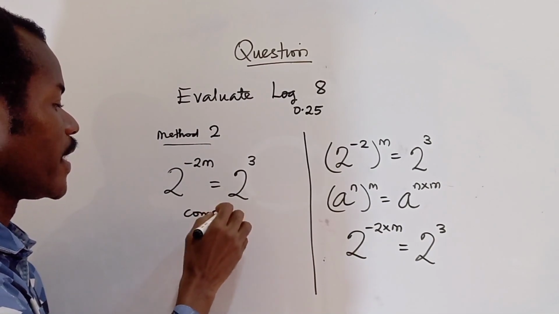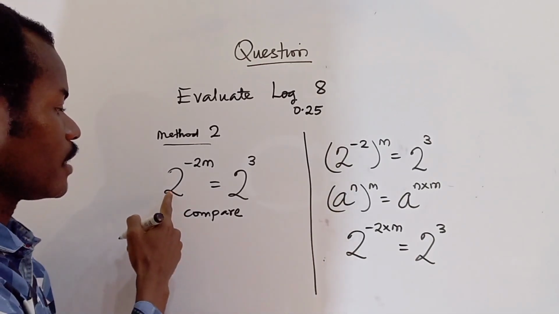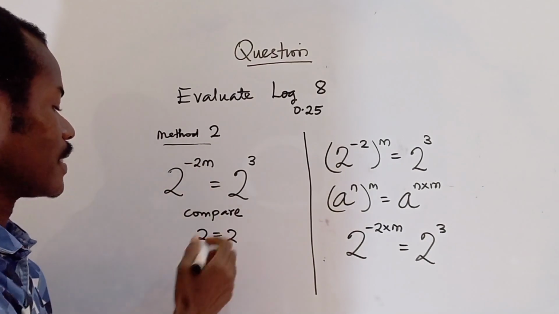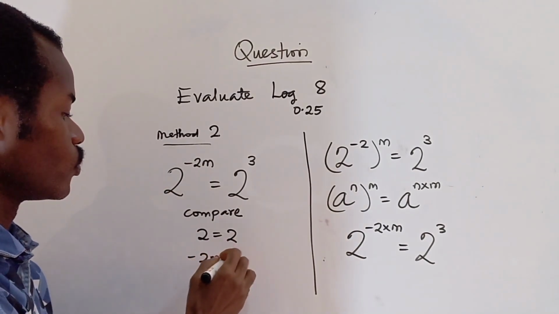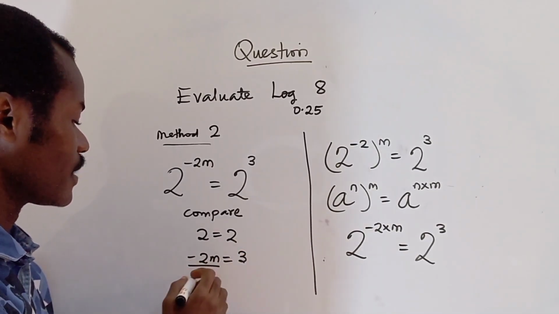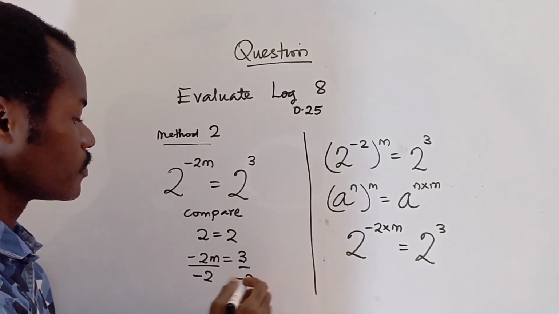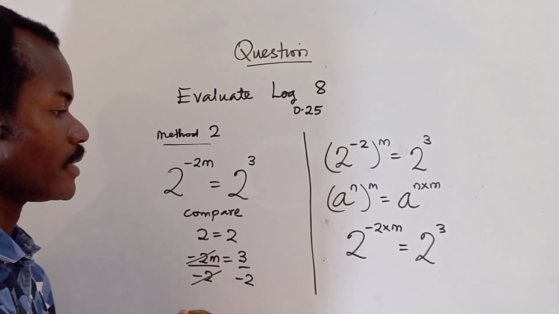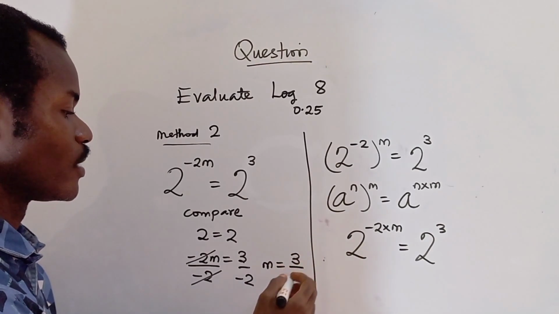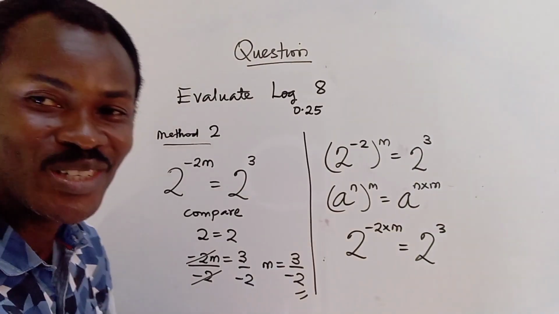Now we can compare. If we compare this, they are of the same base, 2 is equal to 2, so it means our minus 2m will be equal to 3. Now from this, I can divide both sides by minus 2, which is the coefficient of m. So this can cancel out this. So our m is equal to 3 over minus 2. So this gives us the answer to this problem.